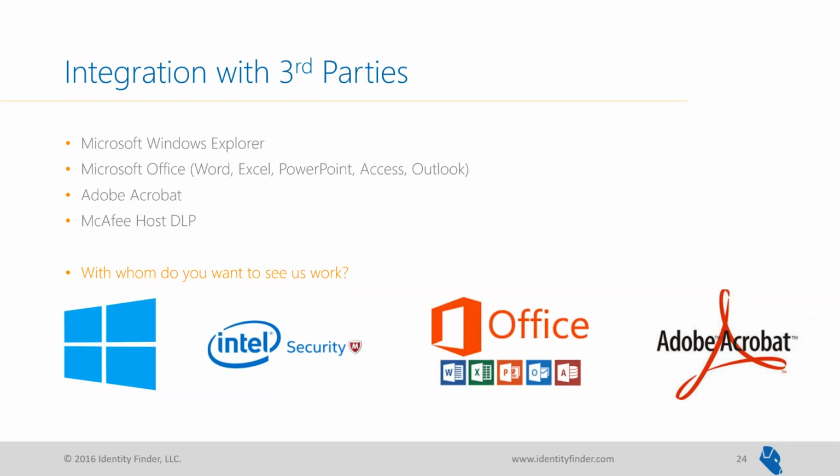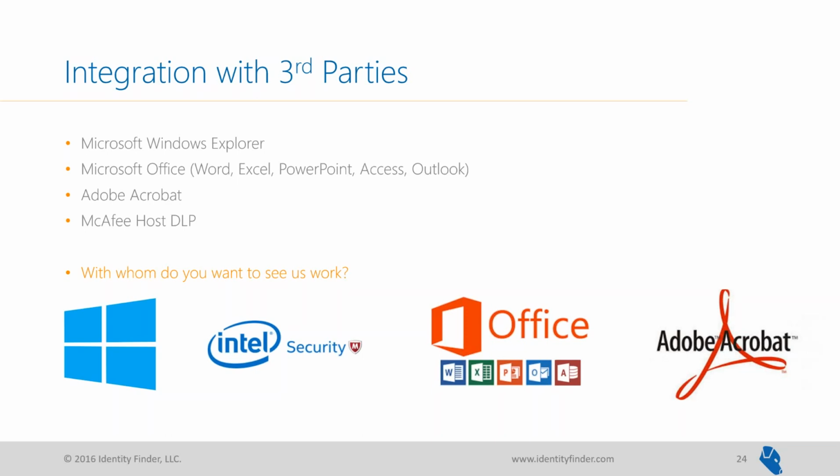We also integrate with Word, Excel, PowerPoint, Access, and Outlook, Adobe Acrobat. And then, outside of the apps that you most likely have on your computer, we also integrate with McAfee host DLP. We will be expanding to their EPO and other technologies as well. But what this essentially means is, in real time, as soon as a file is created that contains intellectual property, it can be blocked from being copied to a USB drive. And no one has to have any manual involvement in that process.